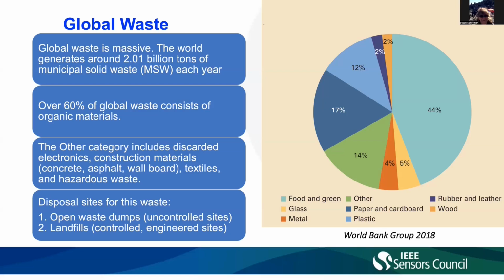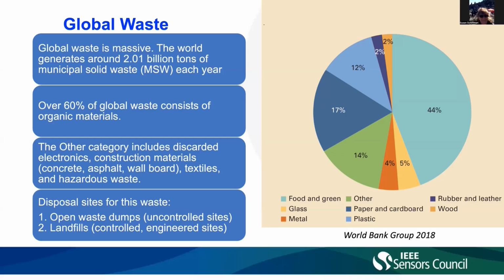There are many other things that are in the waste: glass, metal, plastics, wood, rubber, and leather. And then the other category on this circle, where it says 14%, can be things like electronics, construction materials, textiles, and other types of waste.